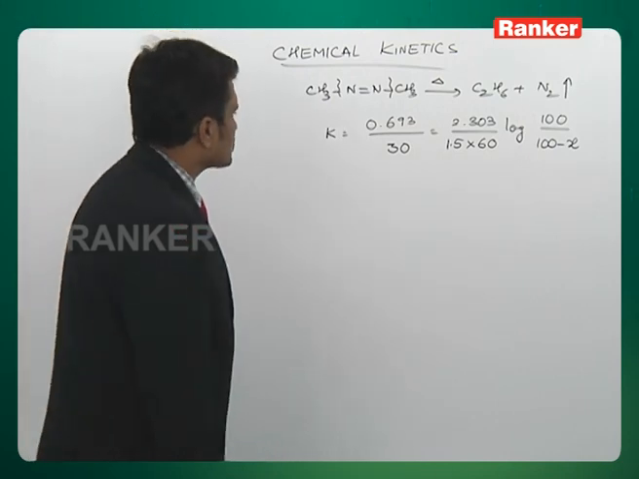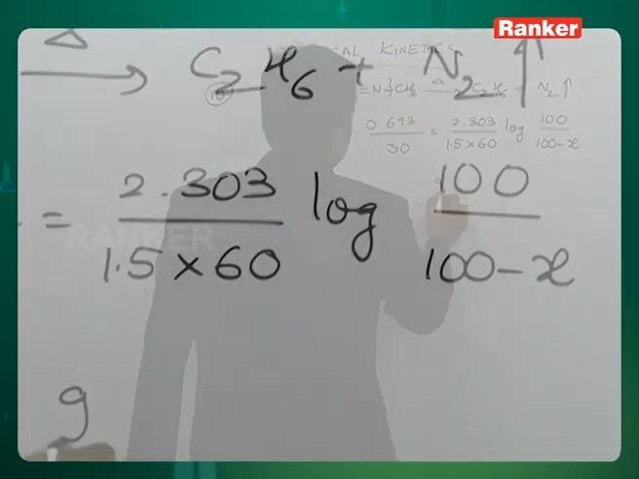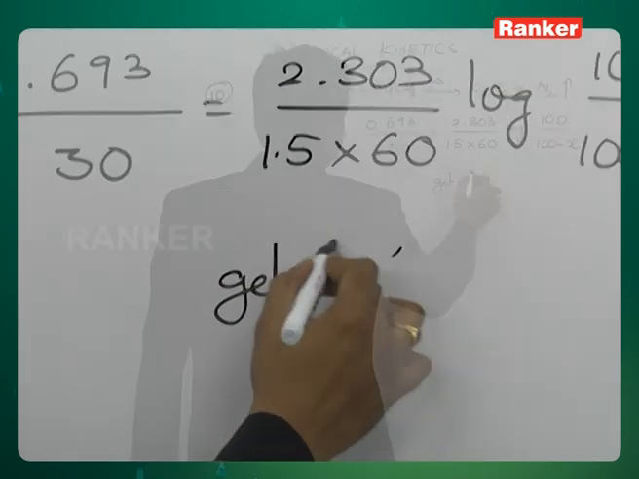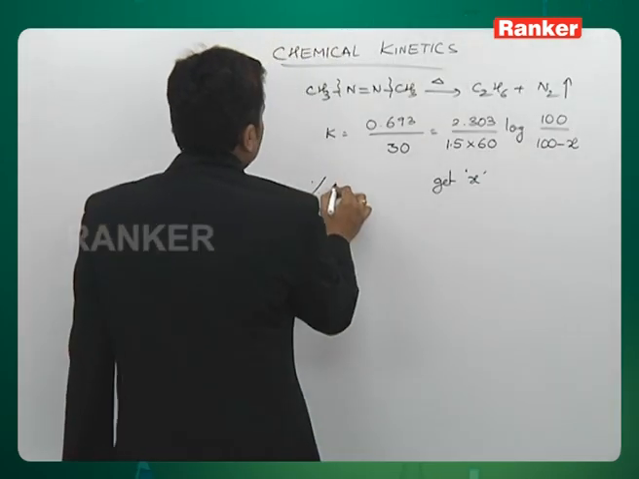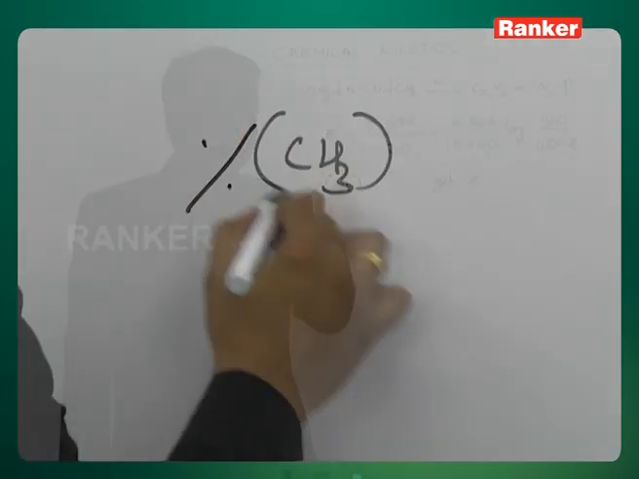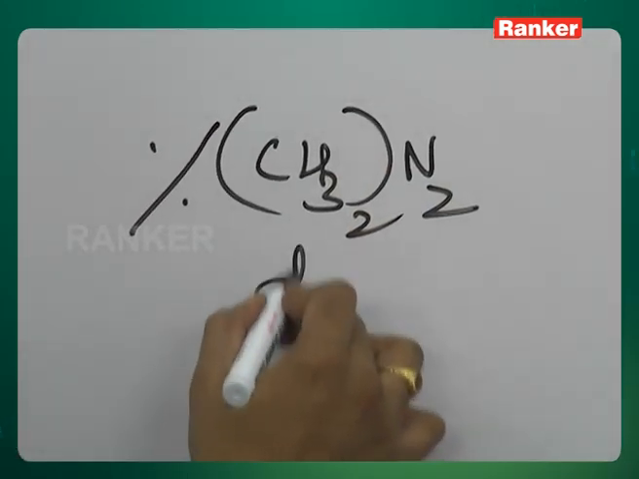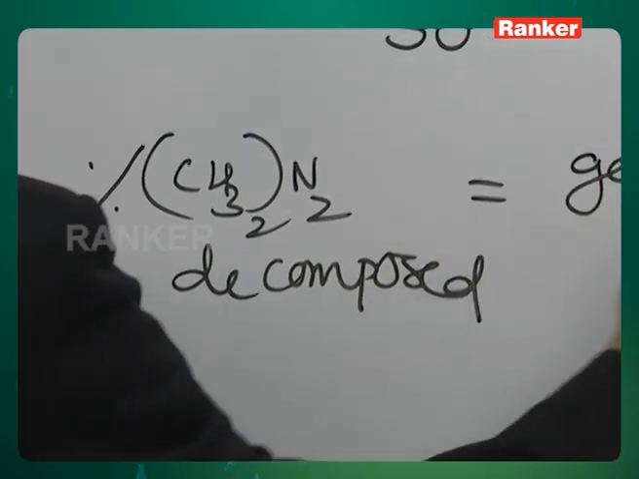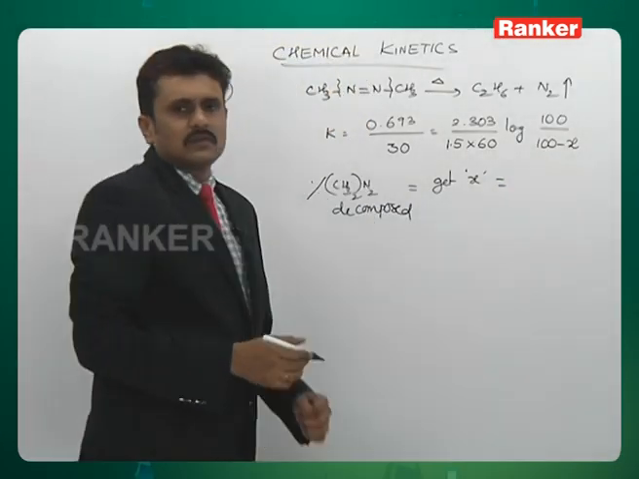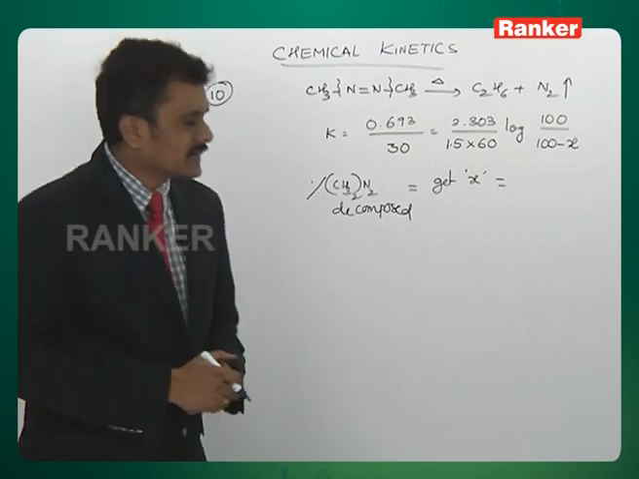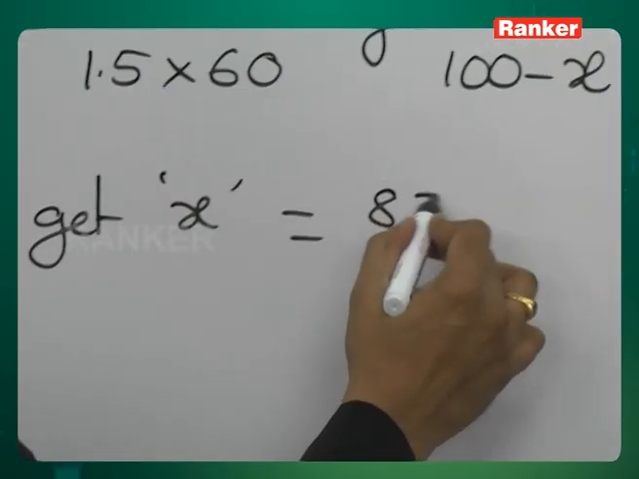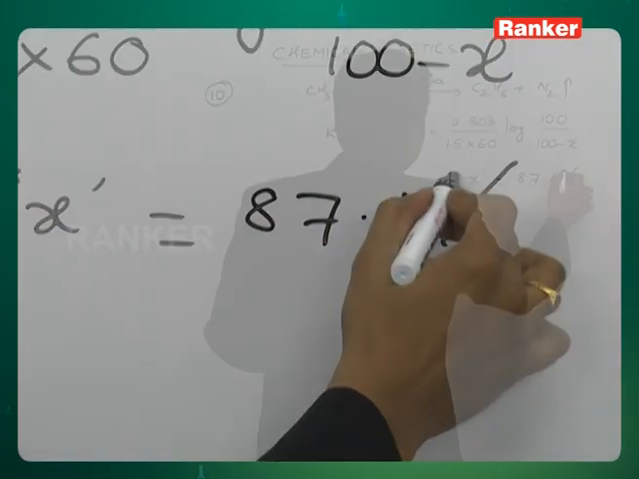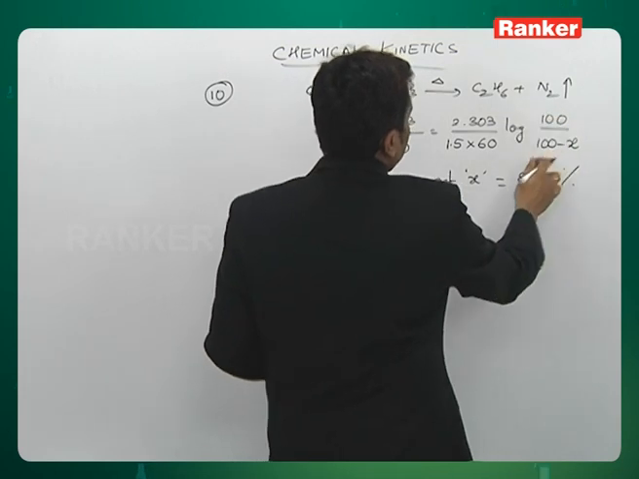Now, simplification of this will fetch us the answer for the first question, that is the percentage of azomethane decomposed, which is nothing but x, whose value is found to be 87.4%. If you substitute this as 1, you will get that as 0.874.